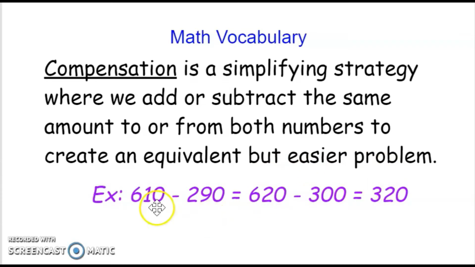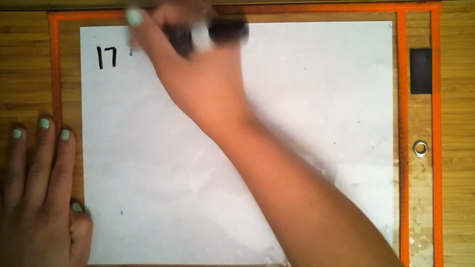So 610 minus 290, that's our original equation, equals 320. And the simplified equation, 620 minus 300, is also equal to 320. We will do a lot more of this practice in the teacher models to come, so let's get started. Welcome to the first part of the teacher model. Let's begin by looking at our number sentence, 17 plus 12.